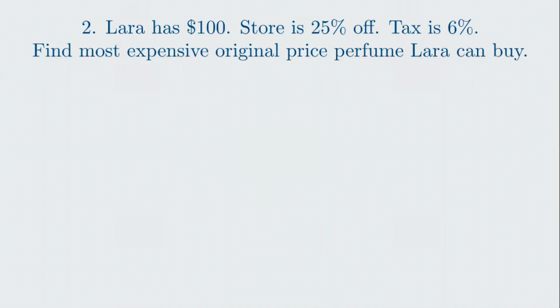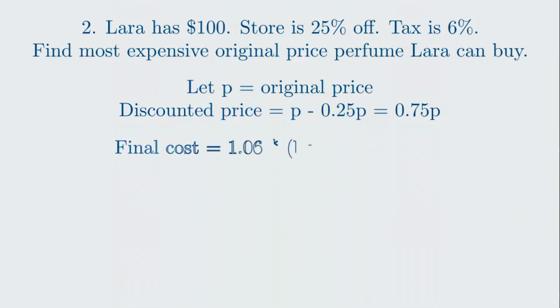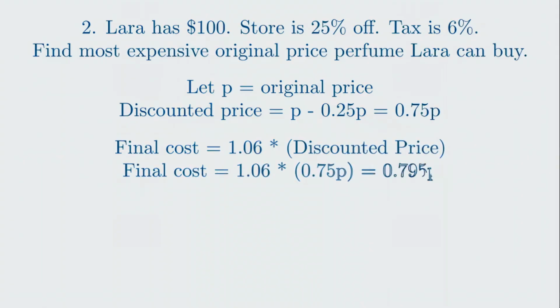Let's break this down. First, we need to apply the discount. An item discounted by 25% means you pay 75% of its original price. If P is the original price, the discounted price is 0.75 times P. Next, we apply the sales tax. A 6% tax means the final cost will be 106% of the discounted price. Crucially, we apply the tax to the discounted price, not the original price. The final cost is 1.06 times the discounted price, which is 0.75 P. This simplifies to 0.795 P.